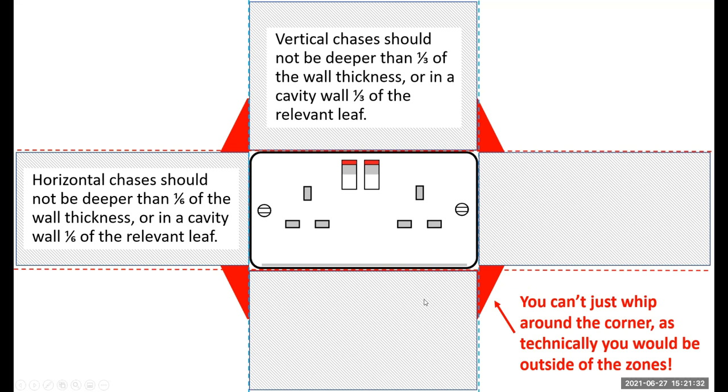Also, if you think about this from the point of view of a DIY or electrically unskilled person, or even a skilled person, come to think of it, if you didn't know this cable was here and you wanted to chase along this wall to another socket, as soon as you start chasing into that, you're going to damage that cable, and you wouldn't even know it was there, because chances are it's supplying a different circuit.